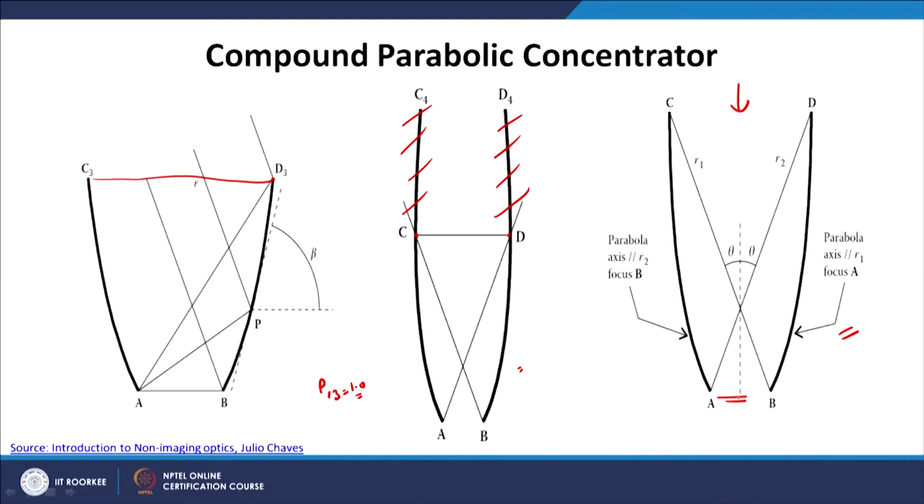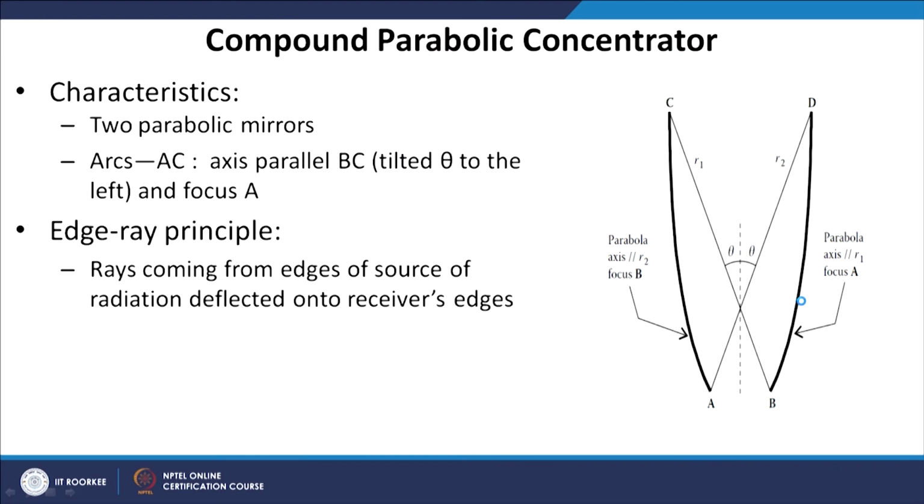So, what is this concentrator doing? In this concentrator we will orient it towards the sun at a certain angle. All the radiation that enters this cavity will be focused onto AB, and no radiation will be reflected out. So, whatever radiation enters the cavity will be focused onto AB. That is the concept of the compound parabolic concentrator. Why compound? Because we have 2 parabolas. This is parabola 1 and this is parabola 2. So, we have 2 parabolas, and that is why this is called a compound parabolic concentrator.